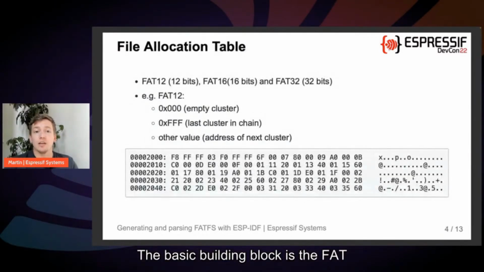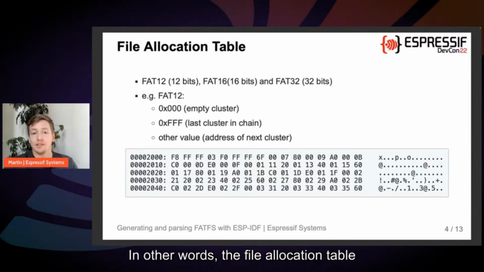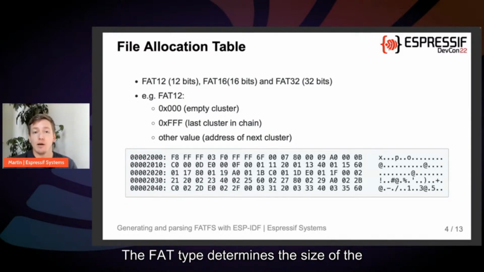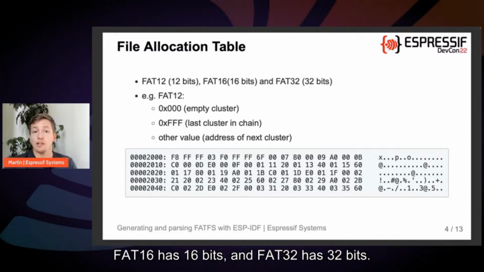The basic building block is the FAT, the File Allocation Table. It consists of one or more sectors, and every physical cluster matches a logical entry in the table. In other words, the file allocation table has a particular number of entries, and the block in the table corresponds to the physical cluster. The FAT type determines the size of the block in the table, such that FAT12 has 12 bits in one entry, FAT16 has 16 bits, and FAT32 has 32 bits.